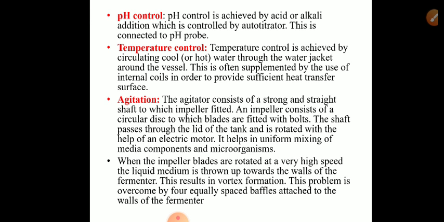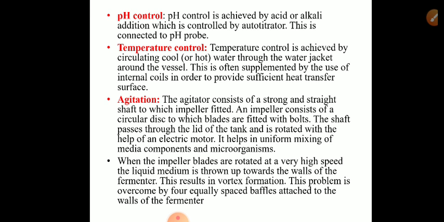So what we need to know is the size of the tank. There are a variety of sizes available, and depending upon our requirement we use it. Then pH control. pH control is achieved by adding alkali or acid, which is controlled by an auto titrator, which is in turn connected to a pH probe. So the pH probe measures the pH. If it is less or more, then we can add alkali or acid depending upon our requirement.